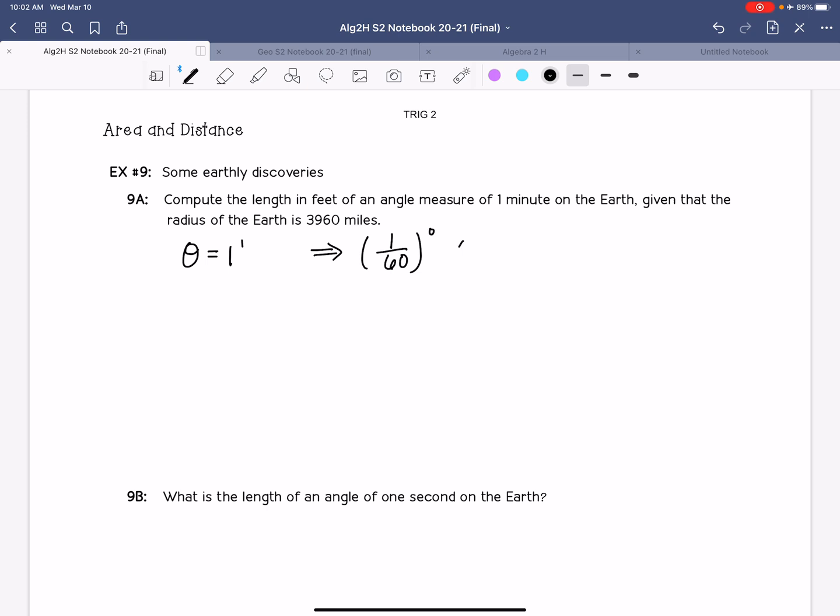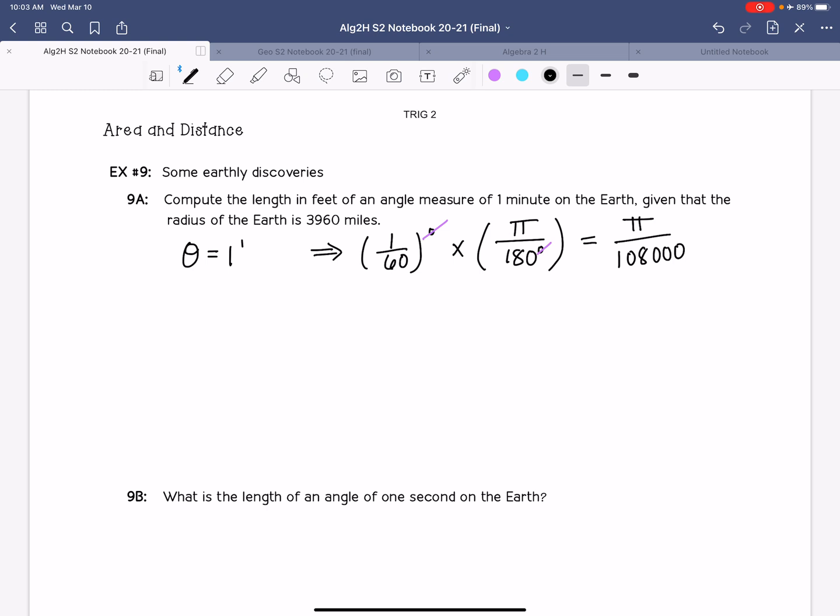We're going to leave it like that. And then we want to change this to radians. So for radians, we do pi over 180 degrees. So then my degrees will cancel each other out. Nothing else will simplify here. So I get pi over 10,800. So that's my radians.